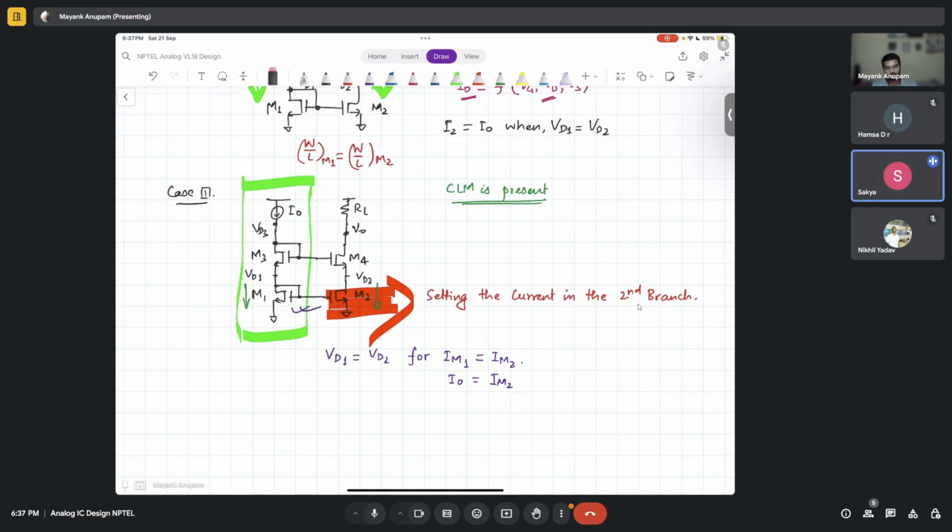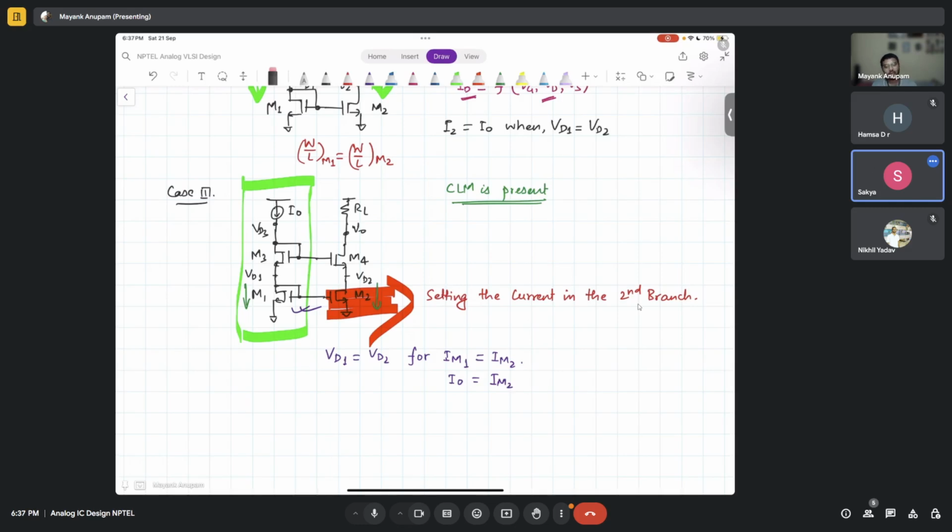So in that case, VD2 may not be equal to VD1. This is my assumption basically. VD2 may not be equal to VD1, but you are writing here that to get the same current, we need VD1 equal to VD2.